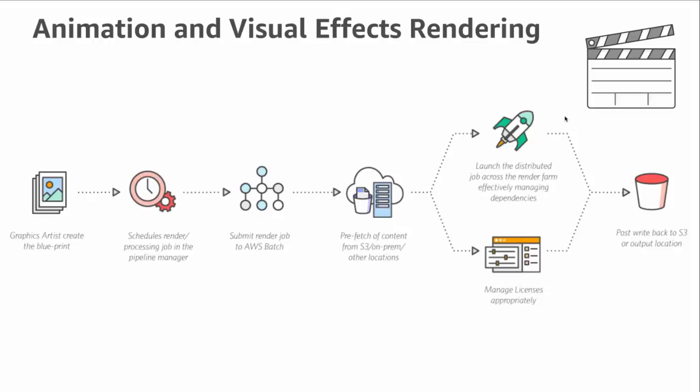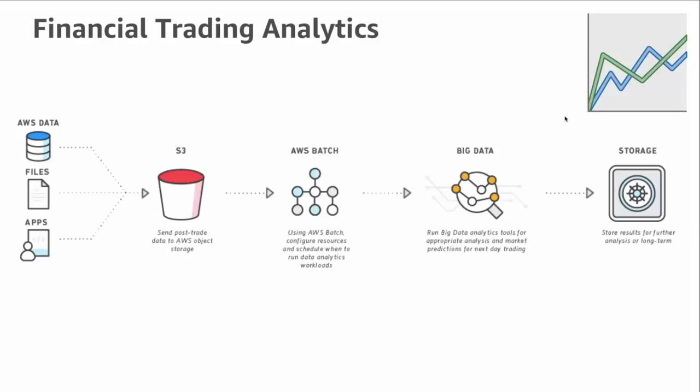Financial trading analytics, in this case, taking AWS data, your files, your apps, storing those into S3, taking those and then running AWS Batch jobs to analyze the data, maybe putting it into additional workload areas for additional big data analytics, and then finally, again, moving those into storage. So you kind of see a trend here for how this process works.